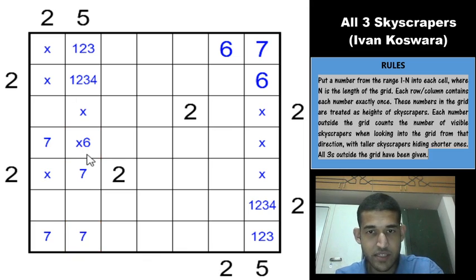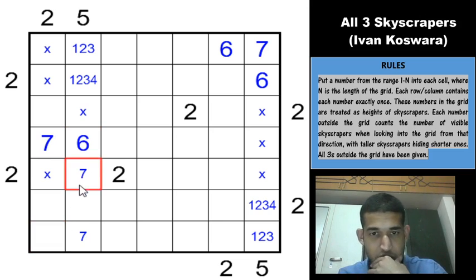So you get the 6 here. This is a 6, and this would be a, just a second. So this would be a 6 and this would be a 7. Okay, so 7 has 2 possible positions.